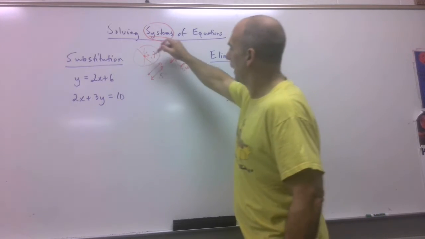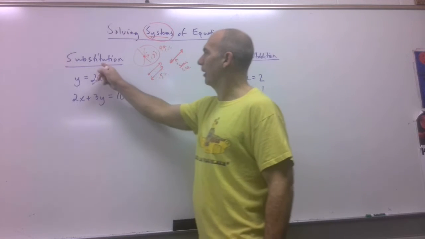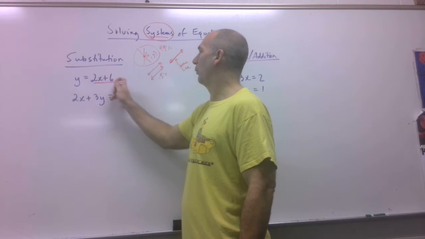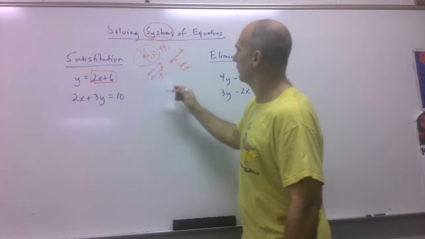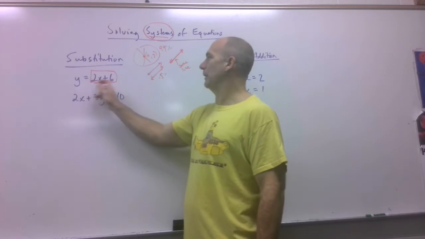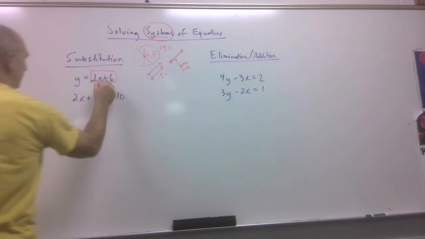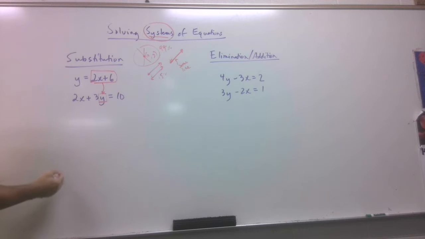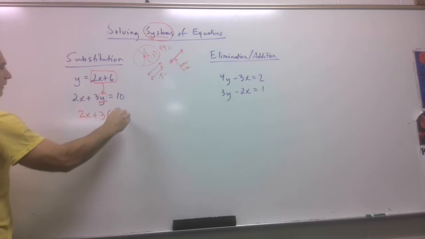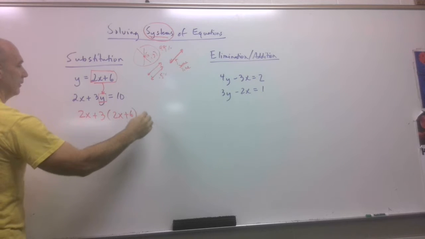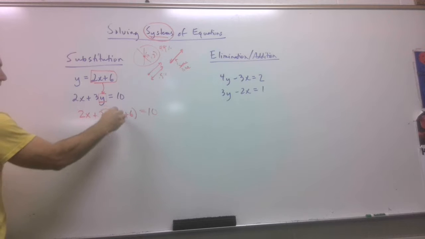So what are we trying to find? We're trying to find where these two lines intersect. So substitution, as you can see, we've got y equals 2x plus 6. I'll talk about this in a minute, but y equals 2x plus 6. So we're just going to substitute 2x plus 6 into the other equation for where y pops up. So we get 2x plus 3 times (2x plus 6) equals 10. Just do your basic math skills.